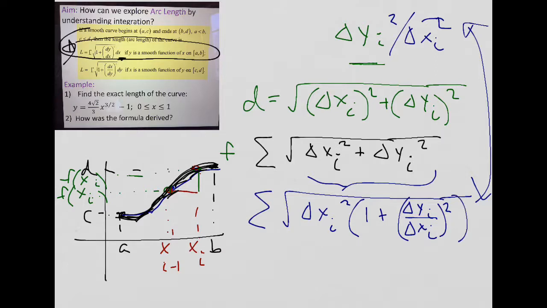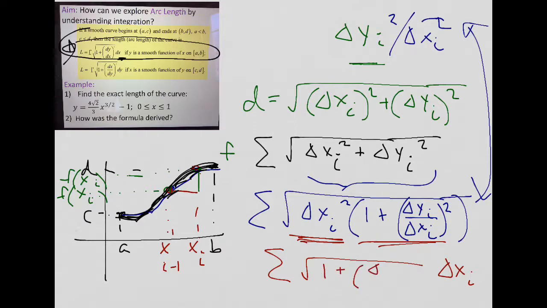And you might be able to see now that I could take the square root of each factor. The square root of this is just going to be my delta x sub i. And I'd still be left with the sum of the square root of 1 plus delta y i over delta x sub i, squared. Sorry, my deltas aren't coming out very good down there.